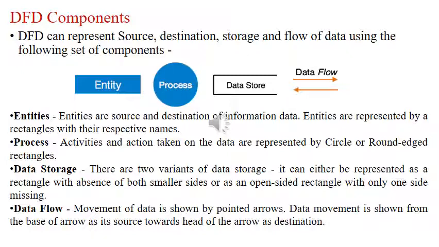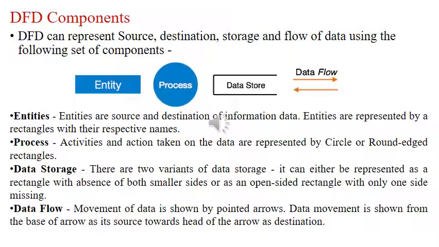And last is data flow. Data flow means movement of data, and it is represented by pointing arrows. So movement of data is shown by these arrows. So data movement is shown from the base of arrow as its source towards head of the arrow as destination. So we are clearly saying that if an arrowhead is pointing to someone or something, then it means data is flowing to the direction of that entity.